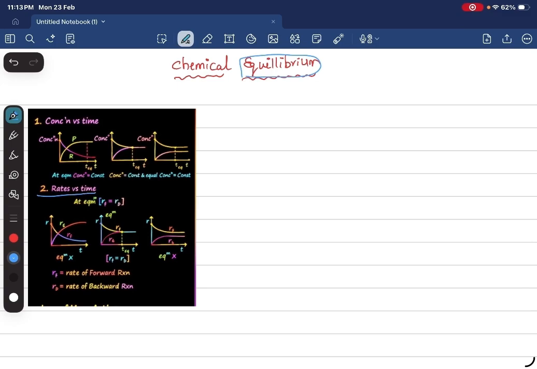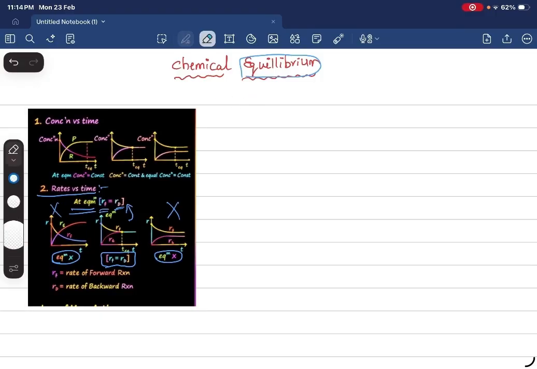Coming to rate versus time. At equilibrium, the rate of forward reaction equals the rate of backward reaction. That rate means the speed of the forward reaction exactly equals the speed of the backward reaction. It's not constant, it is equal. So these two will not be represented for the equilibrium state when rate versus time is given. Hope it is clear. If you still have doubts, you can watch the full video that I am going to make.